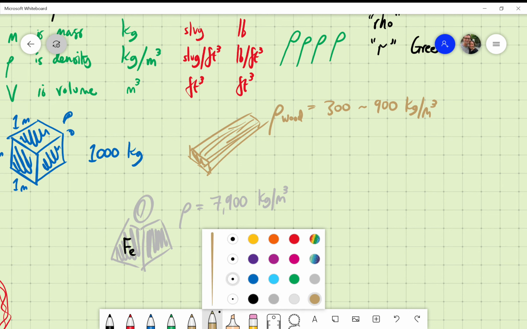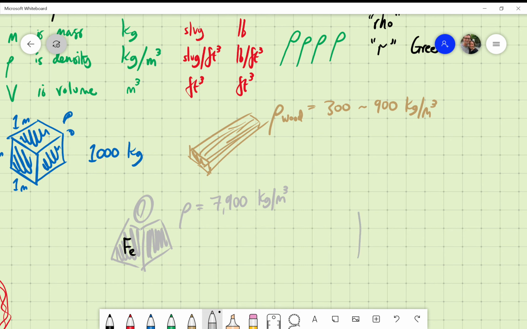I'll use gray again. So now think of concrete. This is concrete. This is what it looks like. Okay, trust me.